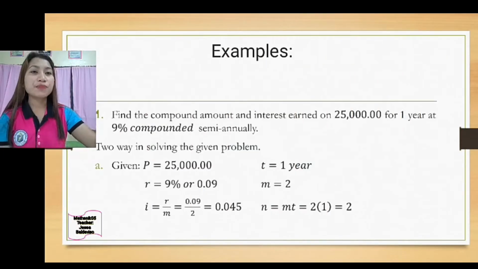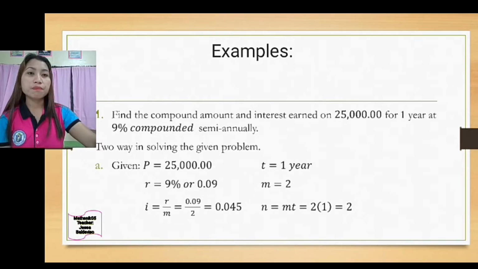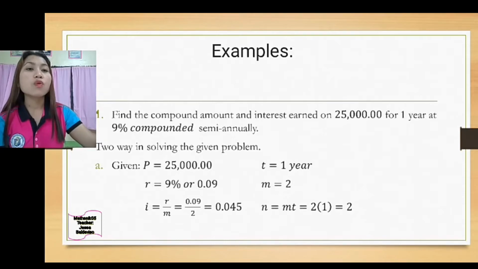Example: find the compound amount and interest earned on 25,000 for 1 year at 9% compounded semi-annually. Remember, it is compounded semi-annually. In order to solve this problem, we have two ways. First, let's identify the givens. We have P equals 25,000. We have r equals 9%, and we need to convert it into decimal, which is 0.09. In getting 0.09, 9 divided by 100.